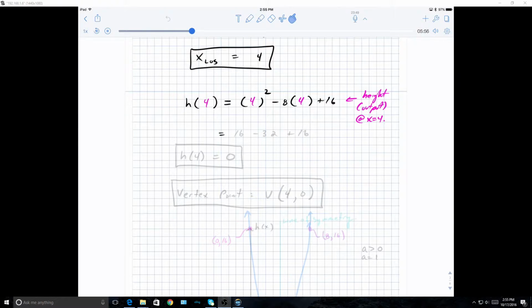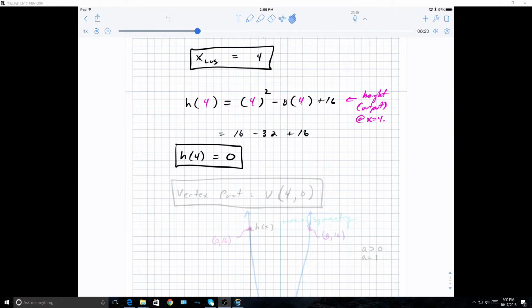So that'll give us this particular point, the vertex point. That means we have 16 minus 32 plus 16. Oh wow, that's kind of nice, because we just found out that h of 4 is equal to 0. Now that's another important value, so I'm going to box it so I can easily refer back to it momentarily.